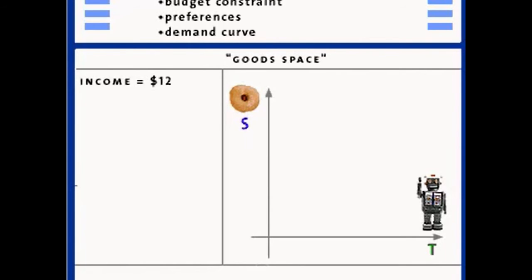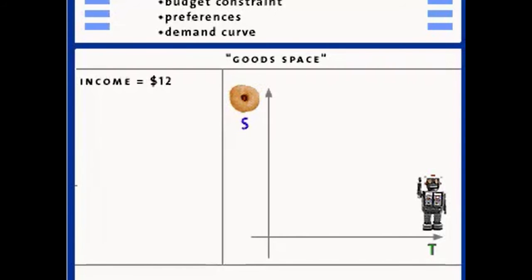The second piece of information that you're going to need is the price of a toy. And let's say that toys are selling for $3 a piece. So the price of a toy is $3. Let's say that the price of a snack is $1. That's the third piece of information you need. How much does a snack cost?